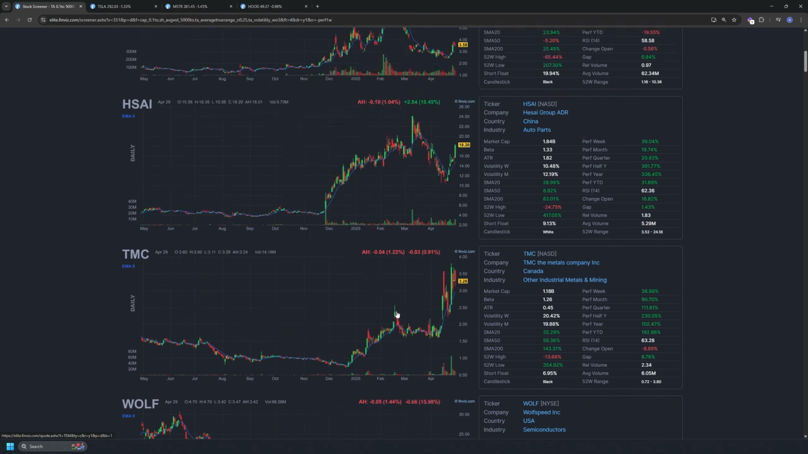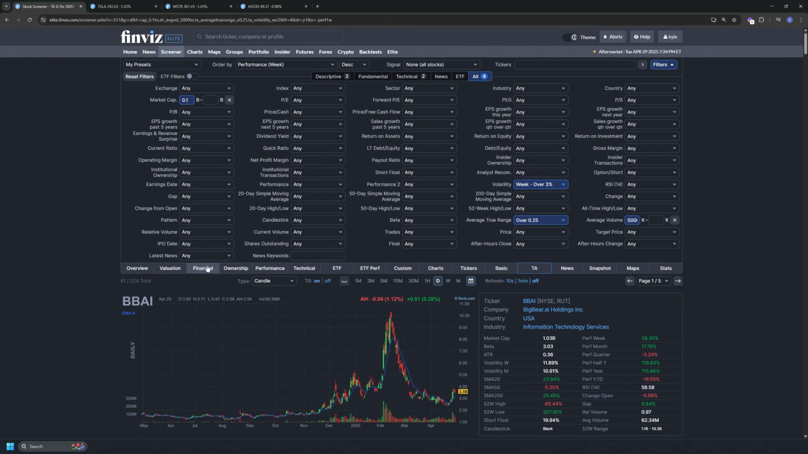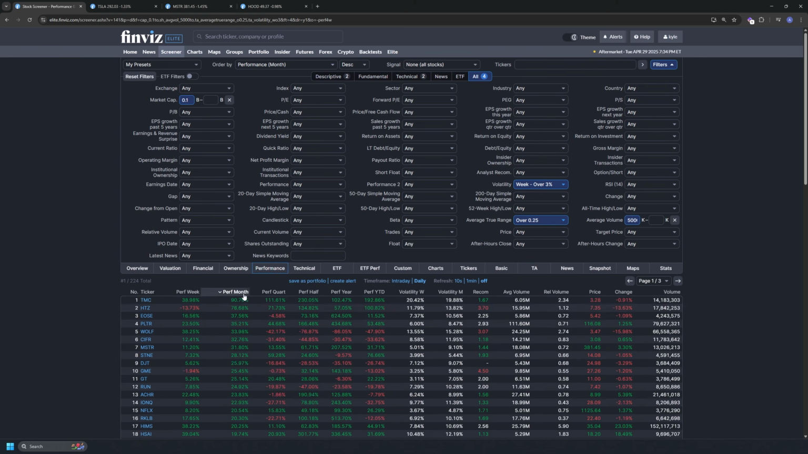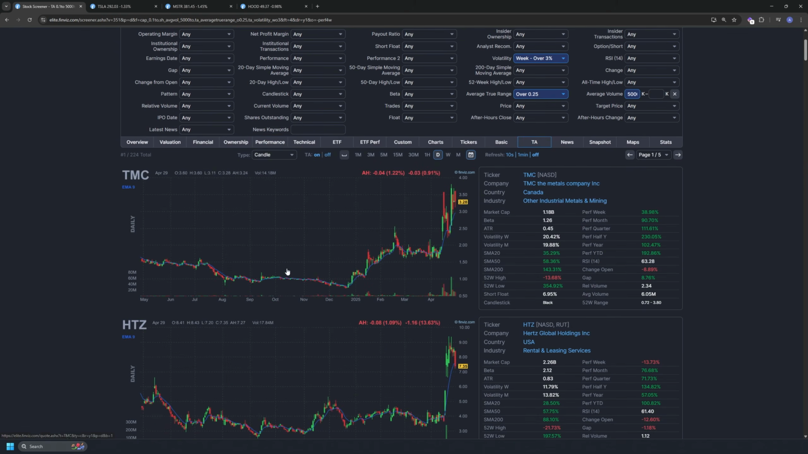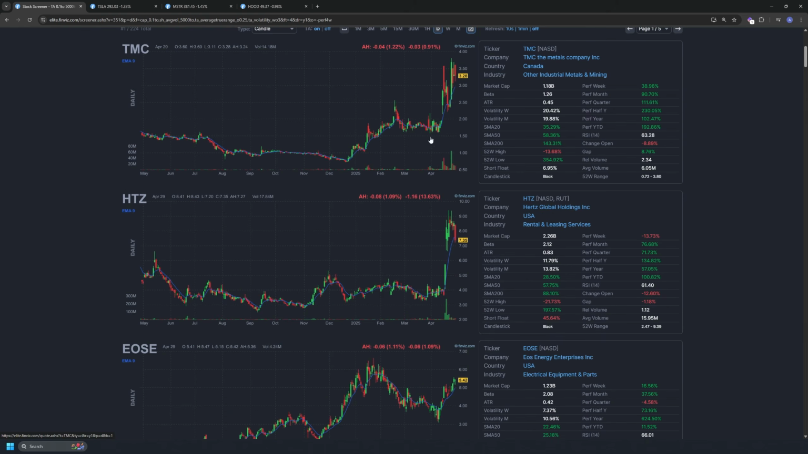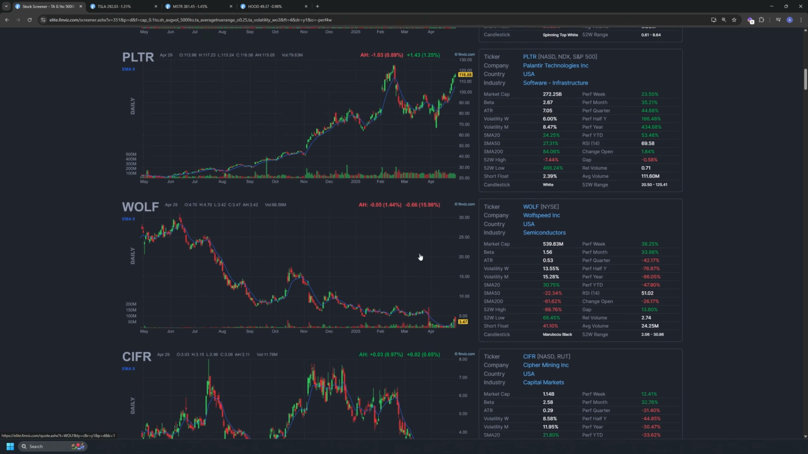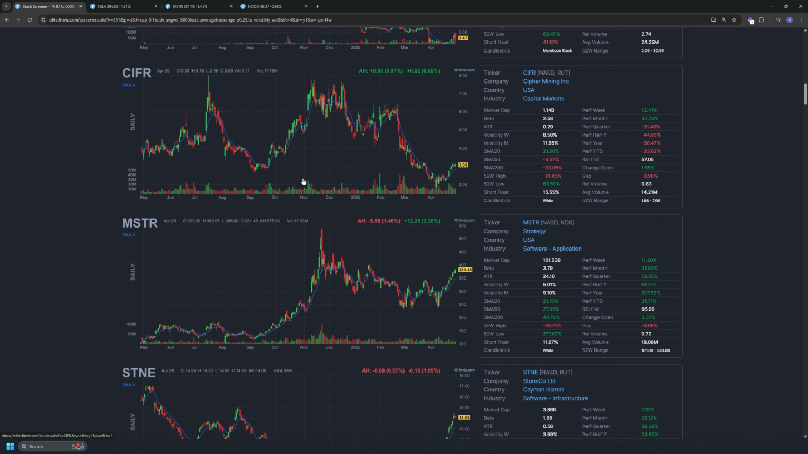What you're really looking for, if we just go back over here, is performance, and you're going to be looking for leaders over the past month. So this is going to be more important. So past month is going to be a good way to look at really the leaders over a longer time period. So we can see over here, this is going to be a leader over 1 month. We have PLTR, we had Wolf, we had CIFR.